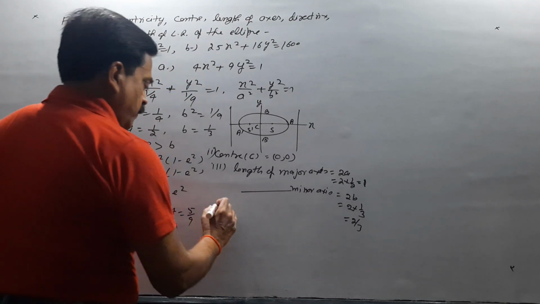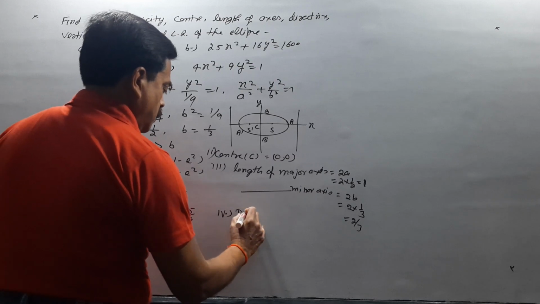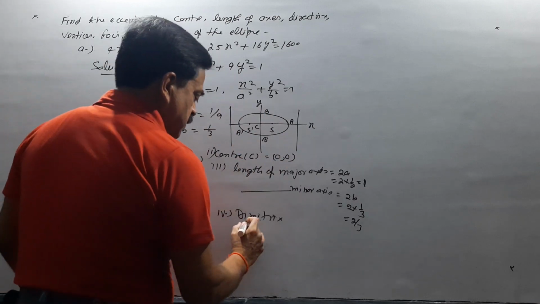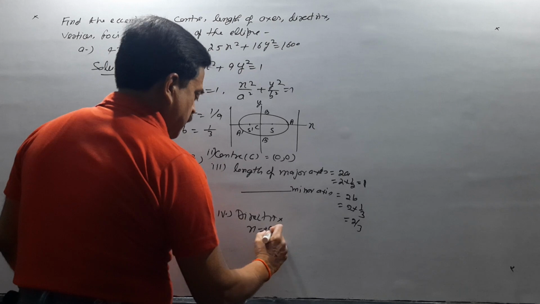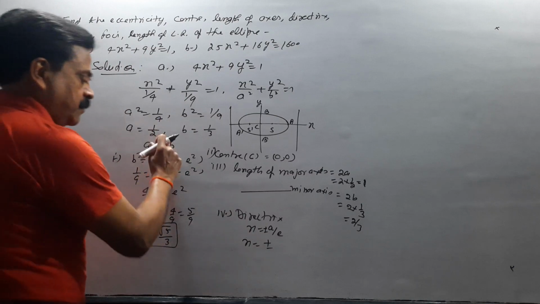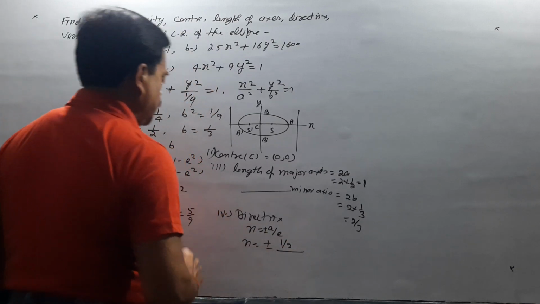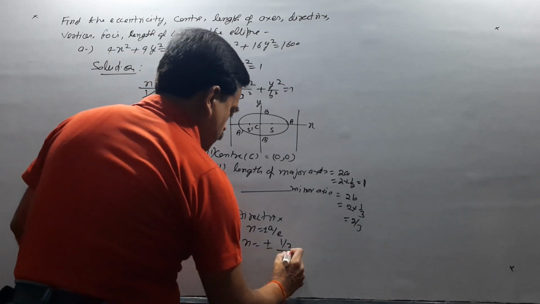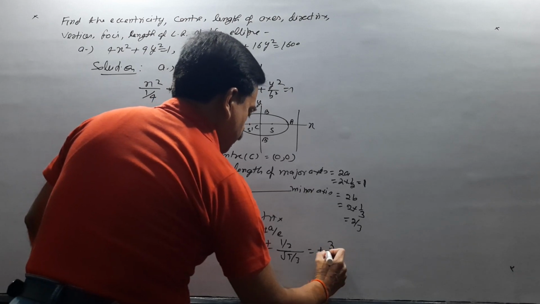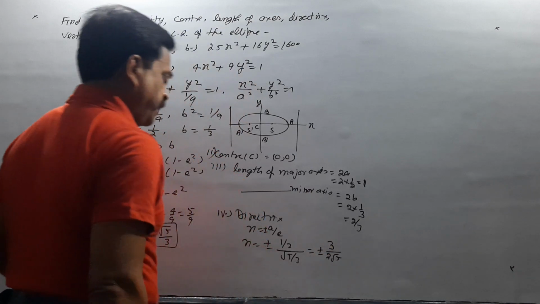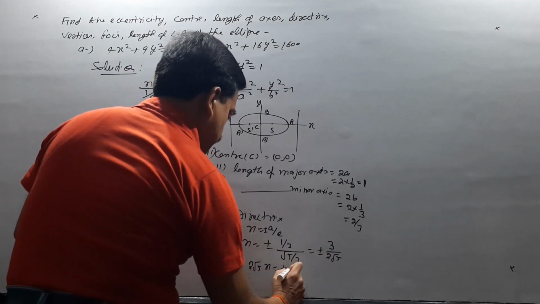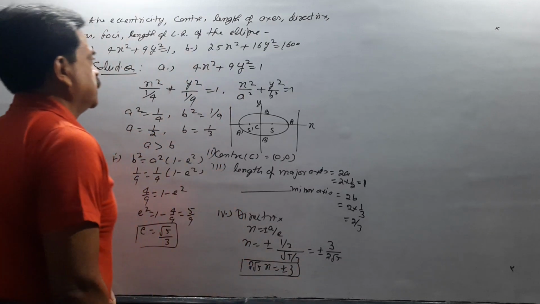Directrix. Equation of directrix in this case is x equals plus minus a upon e, or x equals plus minus, a is 1 upon 2 and e is root 5 upon 3. So we have plus minus 3 upon 2 root 5, or 2 root 5 x is equal to plus minus 3. This is the equation of directrix.